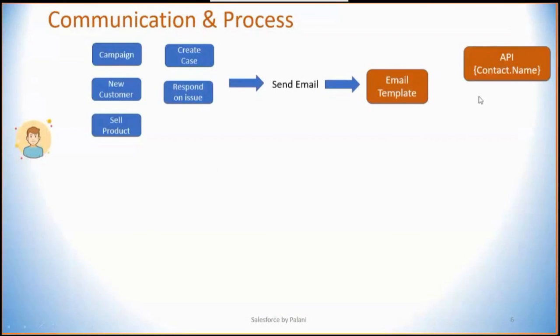So we can create an email template, and whatever term you are using like this, in the Salesforce world they call it an API. API is nothing but application programming interface. You don't need to worry a lot about it. You can think of it as a way to access the object information in your email template, in your code, or in your Salesforce front end. If you put it like this, Salesforce will automatically go to the contact object, pick the name from the contact object, and replace it. Just think of it at that level.